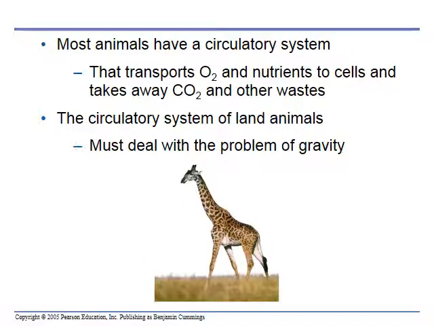Most animals have a circulatory system. That means that they're going to transport O2 and nutrients to cells and take away CO2 and other wastes. So any complex large animal is going to require a circulatory system. The circulatory system of land animals has to deal with gravity. When you're floating in water, gravity isn't such an effect, but when you're on land, it's a greater effect.